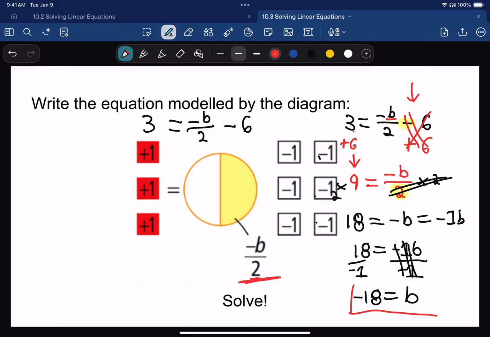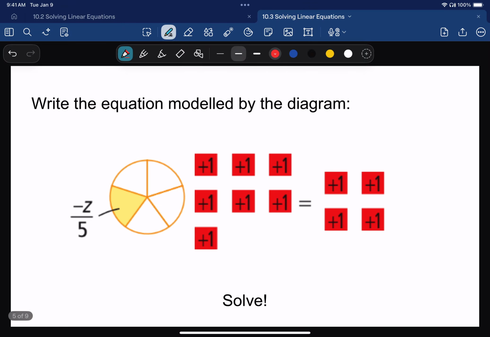So if the last bit there was a little bit confusing or we went too fast, just stick around for these next examples so you can get a grasp on this. So let's look at the next one here.